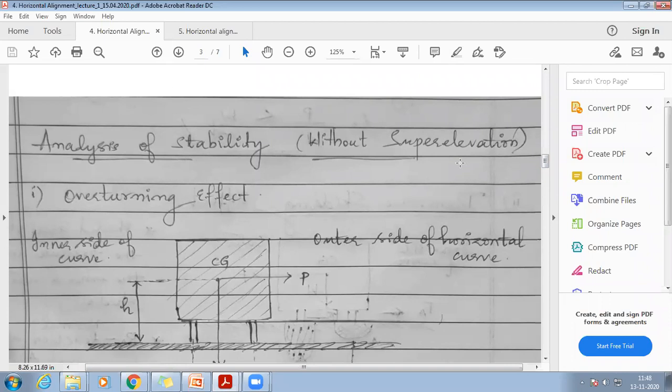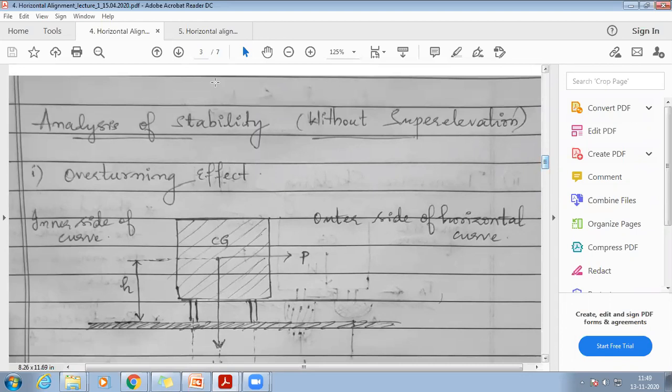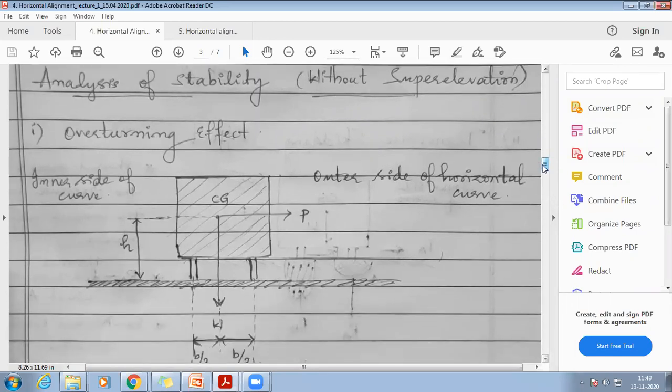Because of this overturning and skidding effect happening due to the centrifugal force, we are going to provide the super elevation. I'll discuss that in detail. As of now, the analysis of stability we are going to discuss for the first case is overturning, or the toppling of the vehicle.